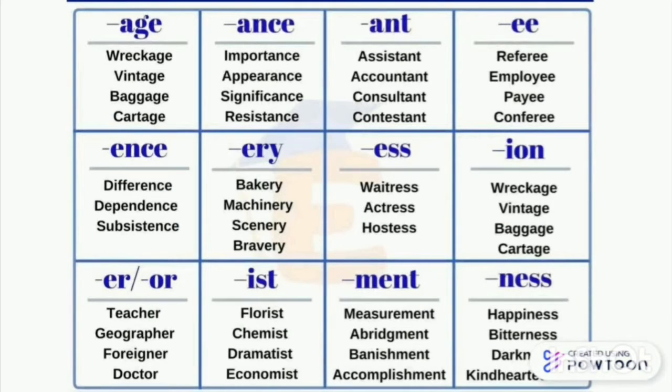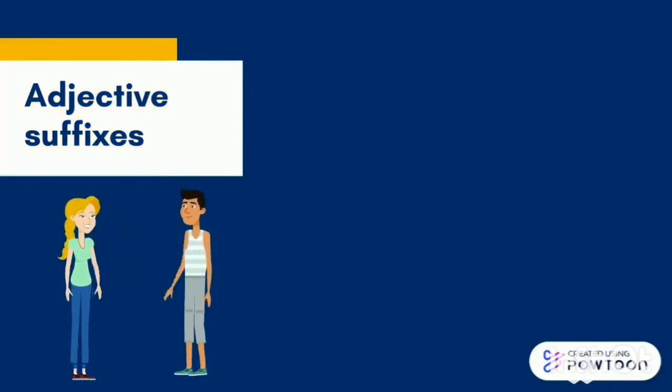And the next, you can look at this table. In this table, you are seeing some suffixes, they make a noun. For example, florist, chemist, geography, foreigner, differ, difference, and so on.